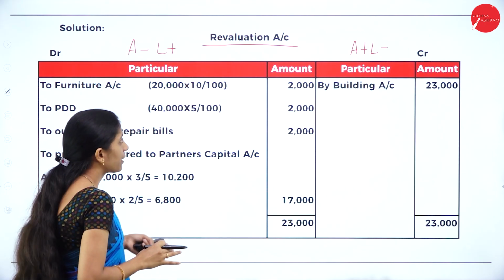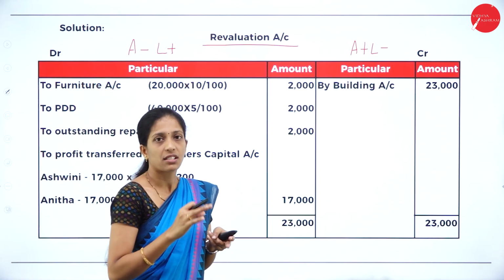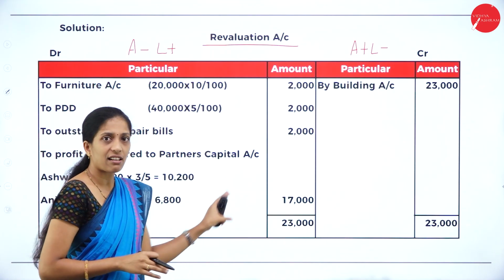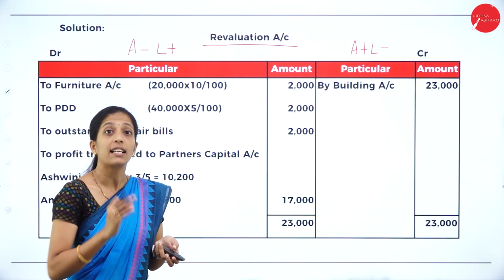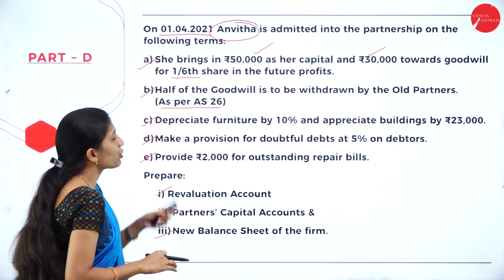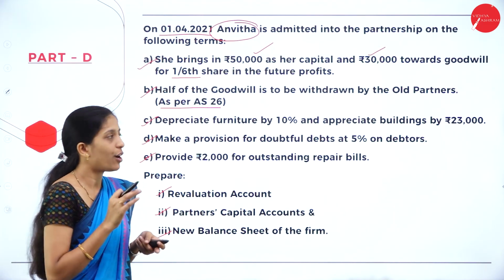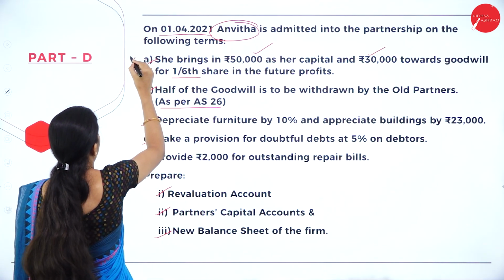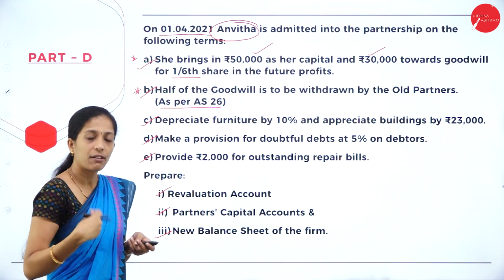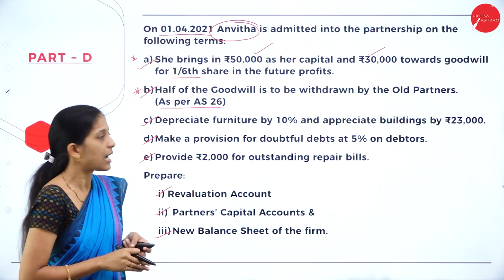Now, as I told you, your format is simple: particulars, amount and particulars, amount. Now, where do we get the items to record in your revaluation account? In your adjustments. Now, we shall go through the adjustments here. She brings capital and goodwill; we will not take that here, we will take it in the partner's capital account. So, we shall take it later. Half of the goodwill withdrawn will also be recorded in your partner's capital account.